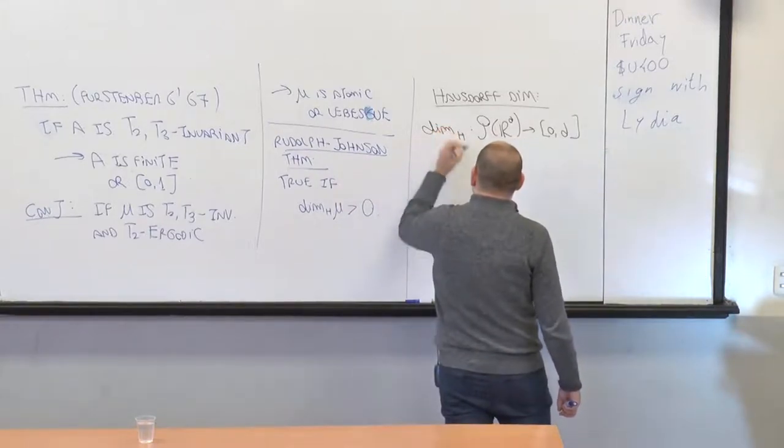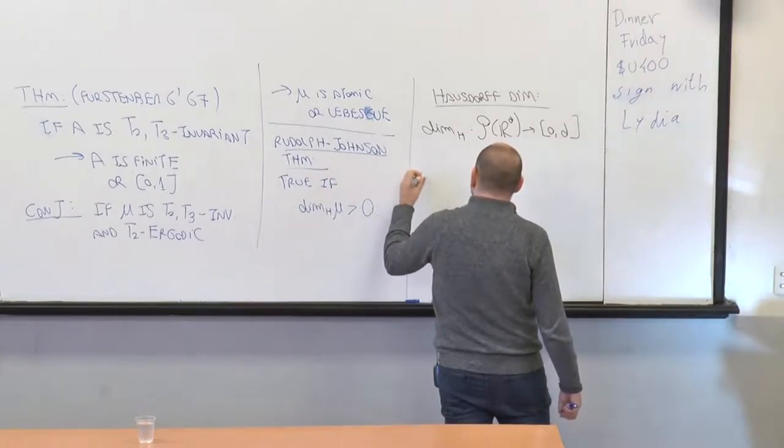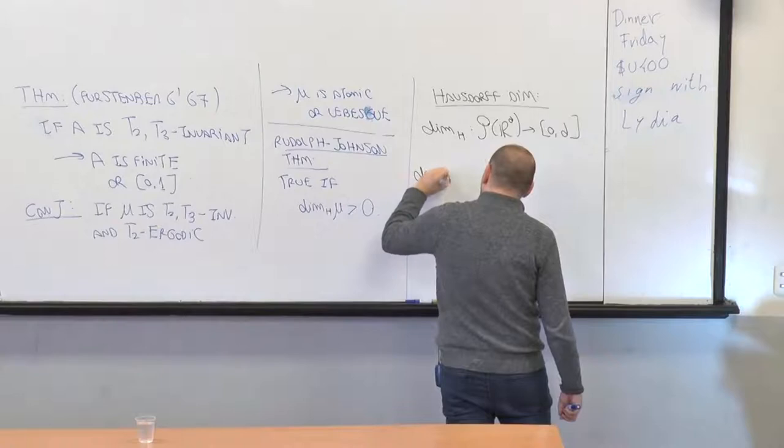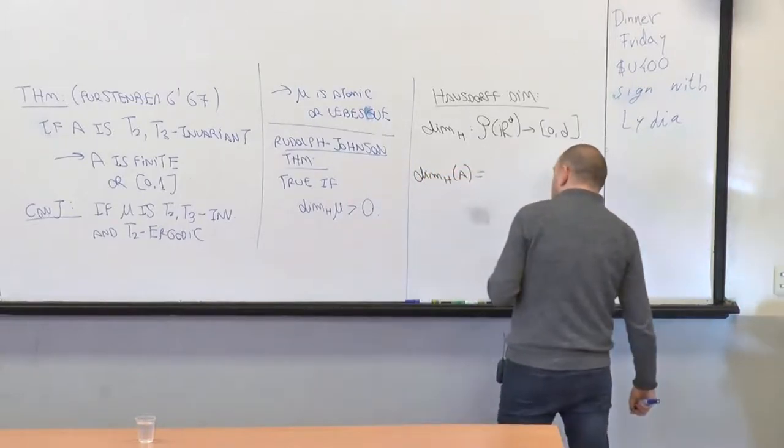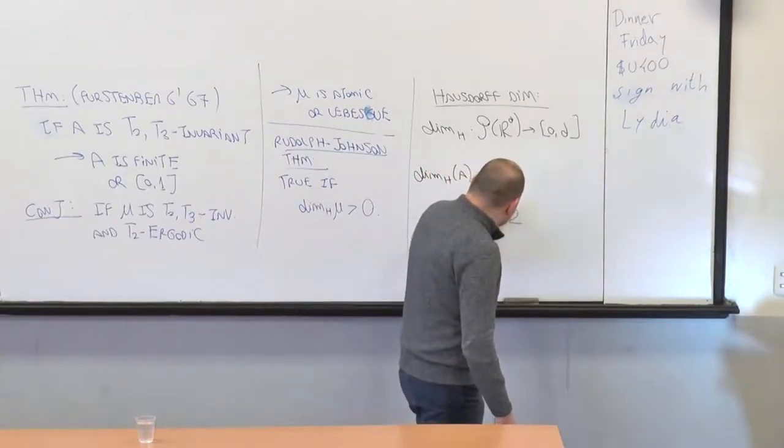And just for completeness, maybe let me give the definition, because I'm going to use it a little bit later. So the Hausdorff dimension of A, let me give this definition. First, we try to cover.